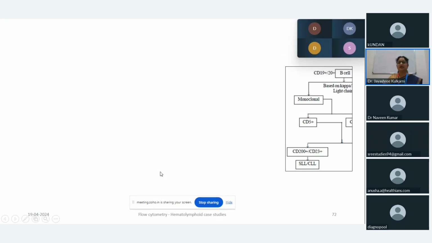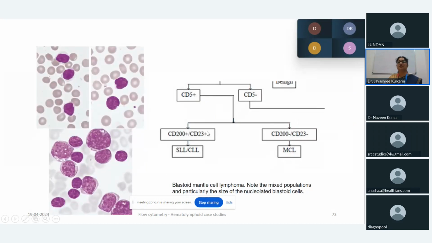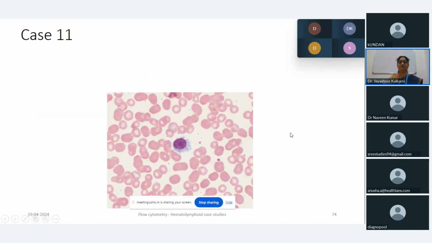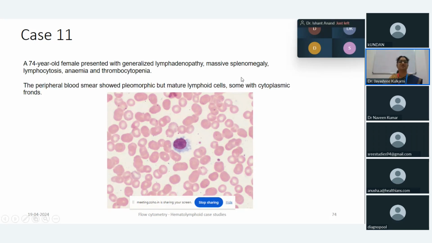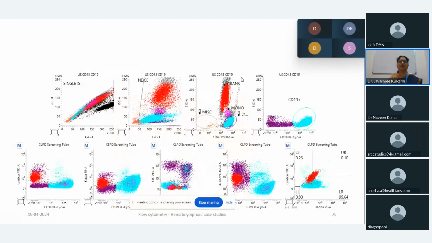Coming to mantle, if your CD5 is positive, but your 23 is negative, think of mantle. Next case, again a spotter. You have a mature lymphocyte, but with hairy projections. So invariably you get a history of massive splenomegaly, lymphocytosis, anemia, thrombocytopenia.